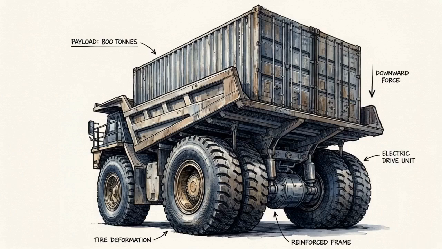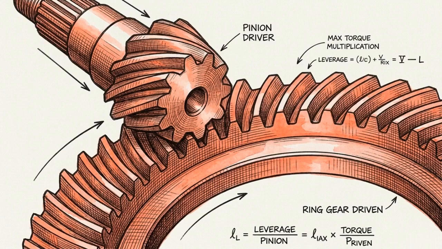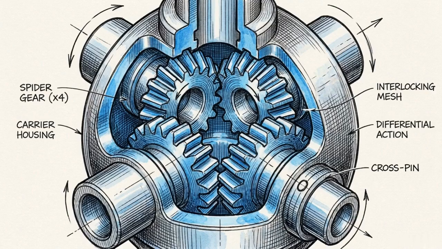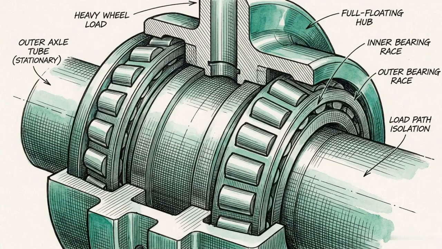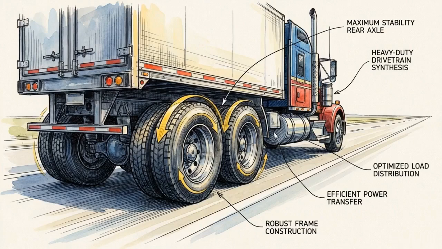While the power delivery system has shifted from combustion to electricity, the underlying physics of managing a 40,000-pound payload remains constant. As power systems evolve, torque multiplication, kinematic differential action, and full floating load isolation remain the functional requirements for heavy vehicle performance.